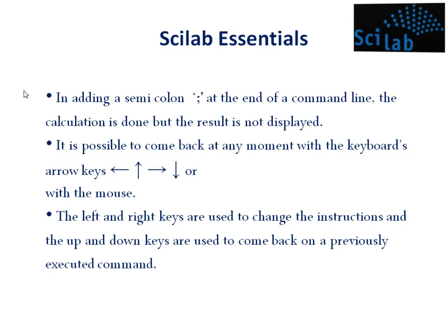On adding a semicolon at the end of a command line, the calculation is done but the result is not displayed. It is possible to come back at any moment with the keyboard's arrow keys or with the mouse. The left and right keys are used to change the instructions and the up and down keys are used to come back to the previously executed command.